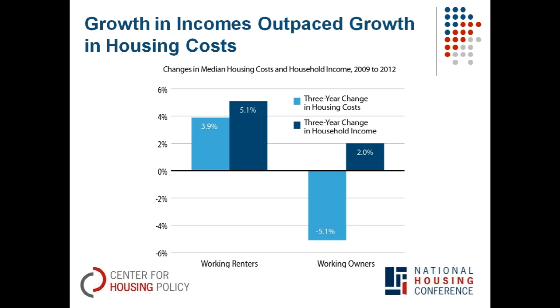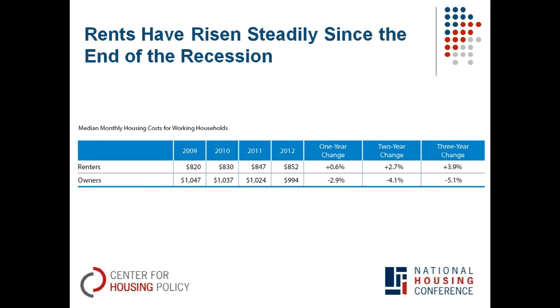So let's think about what's influencing these different housing trends. What you can see in this chart here is the actual median monthly housing costs for working renters and working owners in all of the years covered in our report. And you can see in every year, the rents and utilities that renters paid steadily increased. During the same time, the housing costs for working owners, so their mortgage payments, insurance and taxes, steadily decreased.